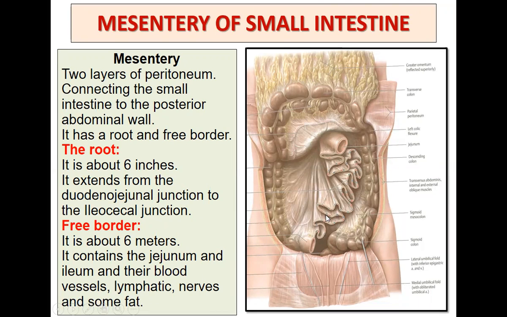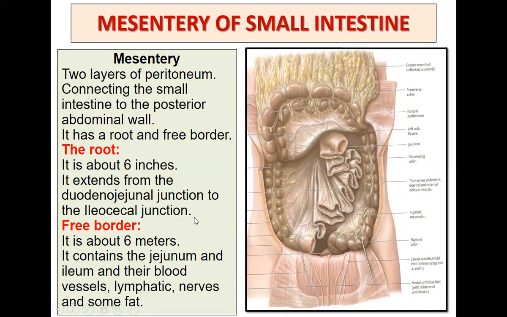If you see here between the two folds, you can see some dots, red and blue dots. These are nothing but the small vessels which are passing through these two folds and supply the small intestine. So these are the arteries and veins, lymphatics, nerves, as well as a small quantity of fat present between these two layers. So these two layers will help in the passage of blood vessels which are coming from behind to supply the small intestine, jejunum and ileum.